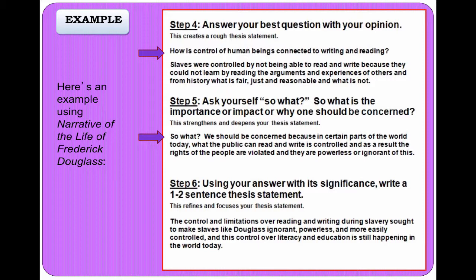So what? We should be concerned because in certain parts of the world today, what the public can read and write is controlled, and as a result, the rights of the people are violated, and they are powerless or ignorant of this. So using the answer with its significance, write a 1 to 2 sentence thesis statement. This refines and focuses your thesis statement. The control and limitations over reading and writing during slavery sought to make slaves like Douglass ignorant, powerless, and more easily controlled, and this control over literacy and education is still happening in the world today.